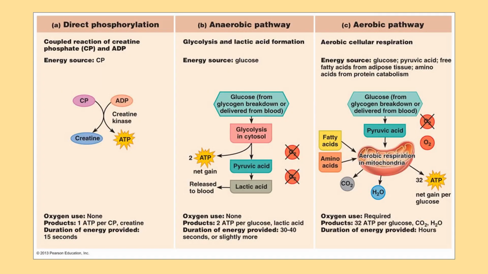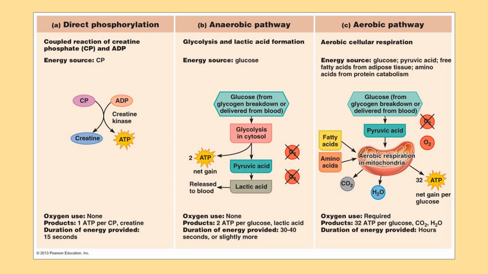So in this image, we see summarized the three processes that allow for ATP synthesis in muscle tissue. In panel A, we see what's known as direct phosphorylation. That phosphate group is transferred from a molecule of creatine phosphate directly to a molecule of ADP to make ATP. And then in the middle, panel B, is glycolysis.